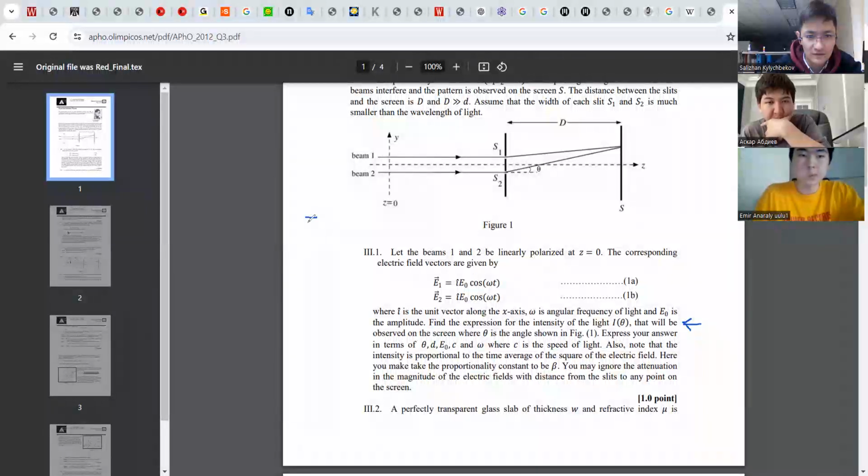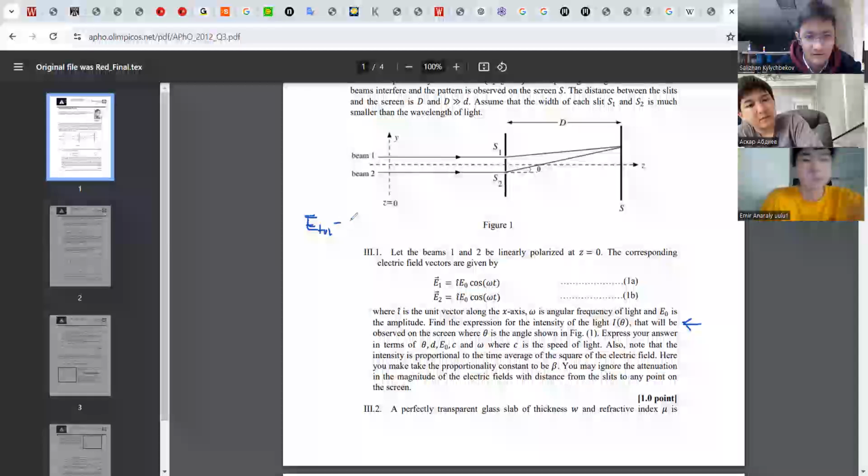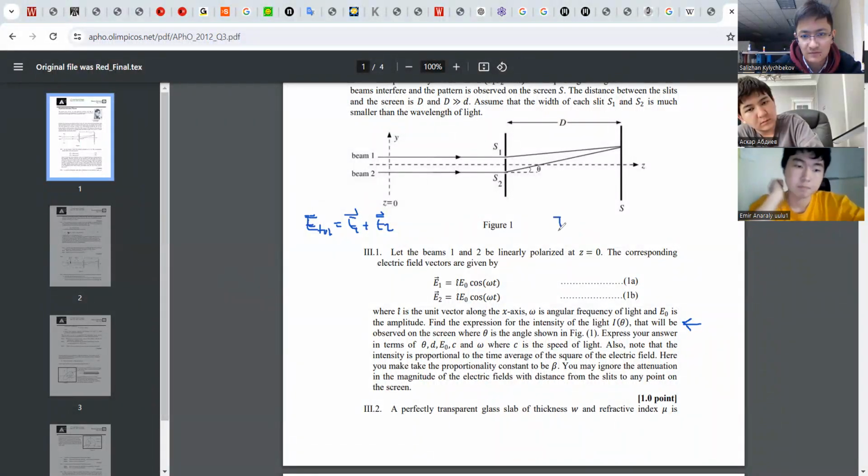So you get first E total. E total is E1 plus E2. After you find E total, intensity is basically what? Poynting vector, from time average. Remember, 1 over c mu 0, E total squared. Then take the time average.